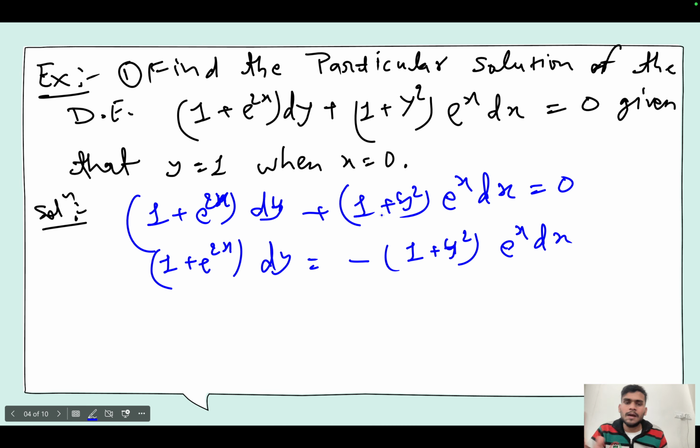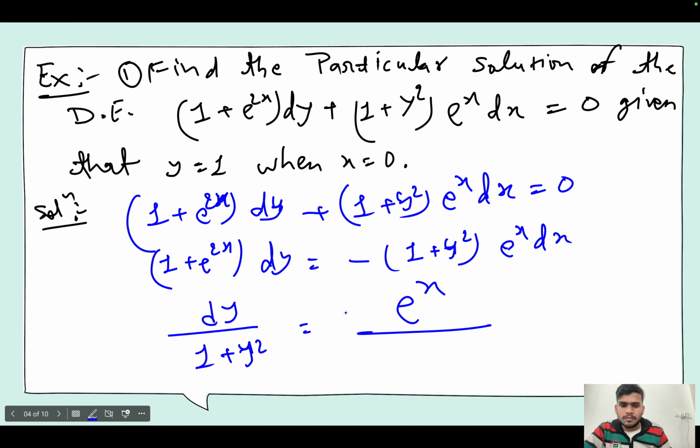Until now we have done nothing, I have just taken these things to the other side of the equality sign. So the sign will be changed, this is positive and it will become negative. Now take the y term on one side and the x term on the other side. So it will become dy by 1 plus y square is equal to minus e to the power x by 1 plus e to the power 2x dx.